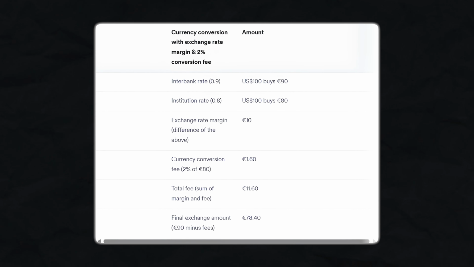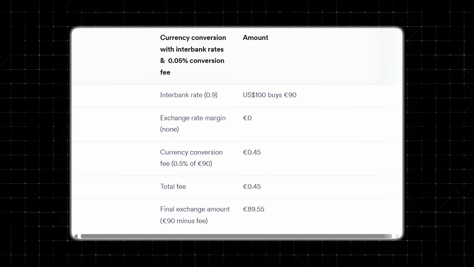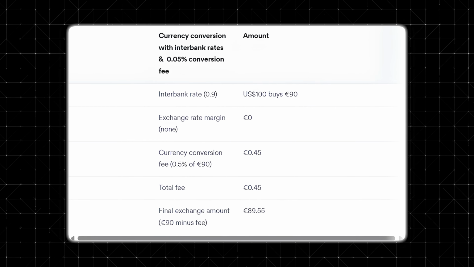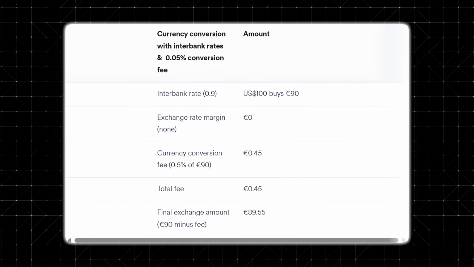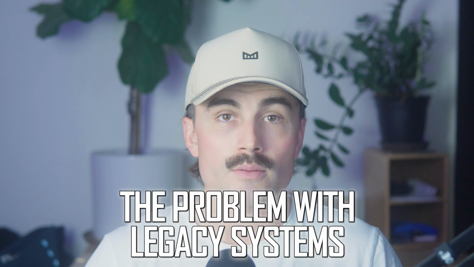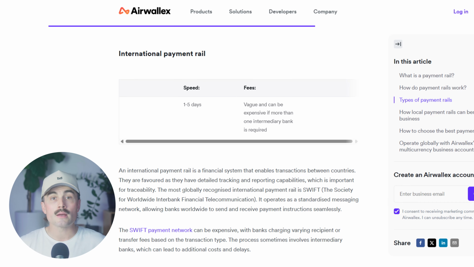And that's just the customer side. If you're paying overseas suppliers, ad platforms, or freelancers, you're getting hit again in the opposite direction. That's the cycle that Airwallex was built to break. The problem with legacy systems. Traditional banks and payment networks weren't designed for global e-commerce. Swift wires, for example, can take anywhere from 2 to 5 business days to settle. During that time, your cash is stuck, unavailable for restocking inventory or running ads.